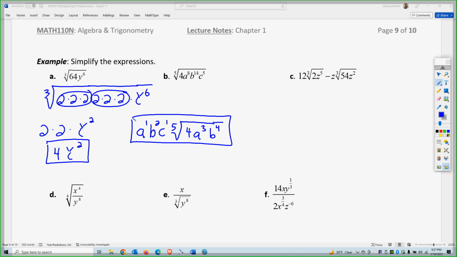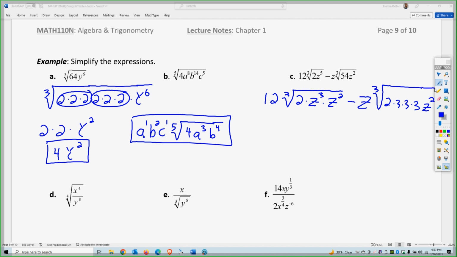The third one is add and subtract. You cannot add and subtract unless they're like terms. But this one's algebraic. So 12 third roots of 2 times z to the third, or z squared, minus z third roots of, let's see. If you think about what 54 is, 54 is really 2 times 27, right? So that's 2, 3, 3, 3, and then z squared, right?